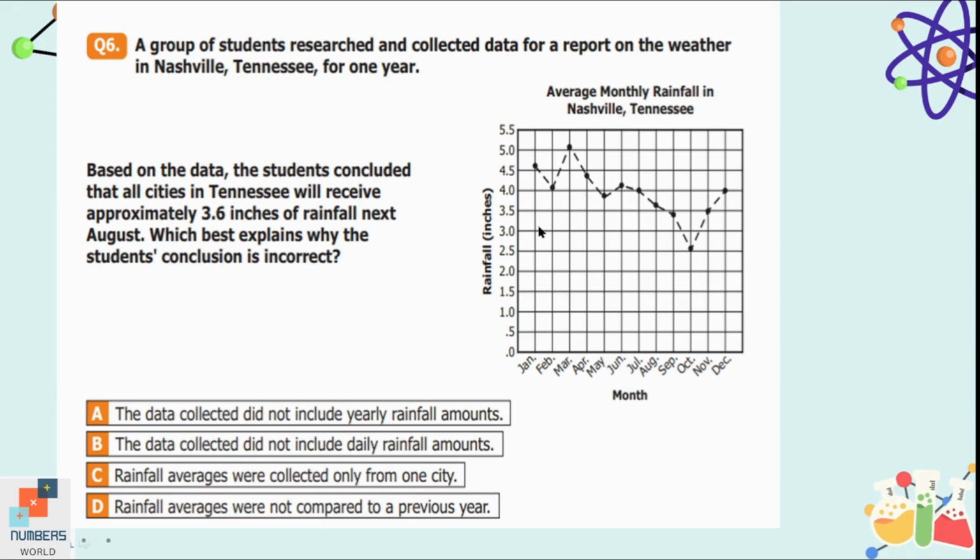So if we look at the graph, the data is collected from only one city, which is Nashville from the US state Tennessee. So option C is the correct option. The rainfall averages were collected only from one city.